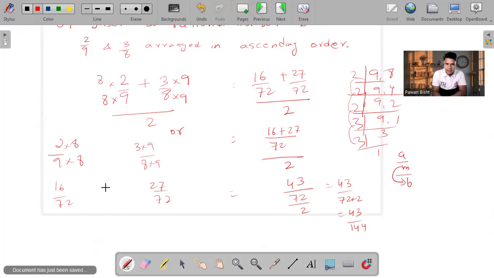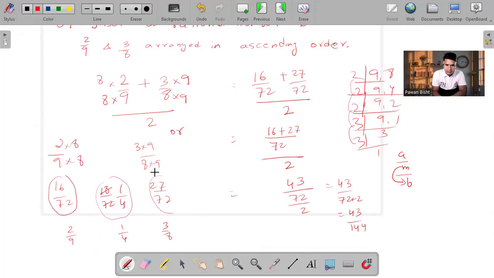Like we can write 18 over 72. 18 over 72 is between 16 and 27, right? And write it in simplified form. So 1 over 4. So one number between 2 by 9 and 3 by 8 is 1 over 4, and it's already in increasing order, right? Now let's check whether these are in increasing order or not. So this is 16 over 72, this is 18 over 72, and this is 27 over 72. So they are already in increasing order.